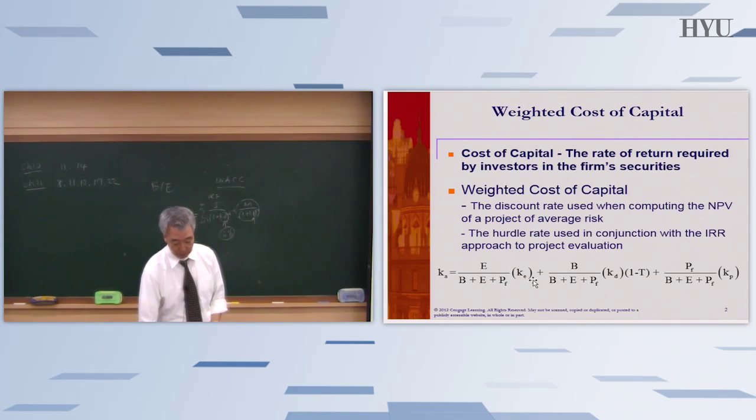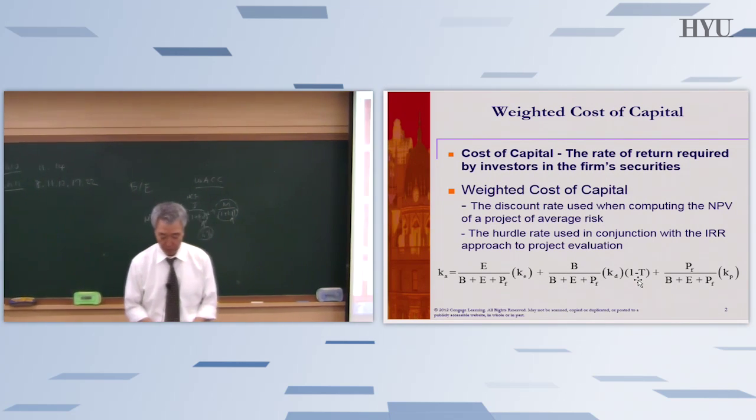So cost of equity capital times the proportion, right? Cost of debt capital times the proportion. Here we multiply by 1 minus t. What is 1 minus t? Tax rate, right? 1 minus tax rate. Why do we do that?